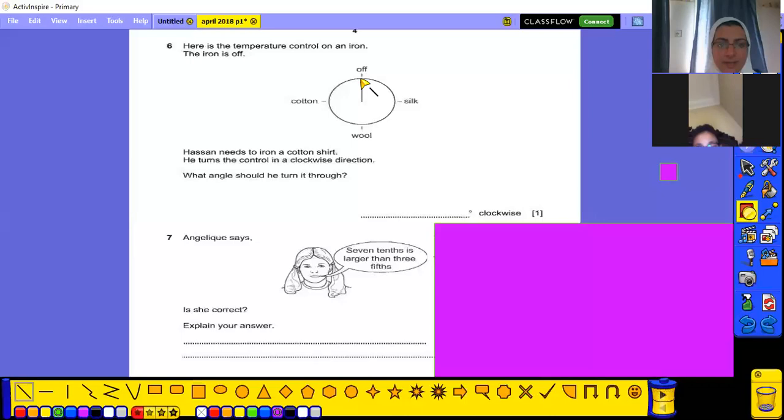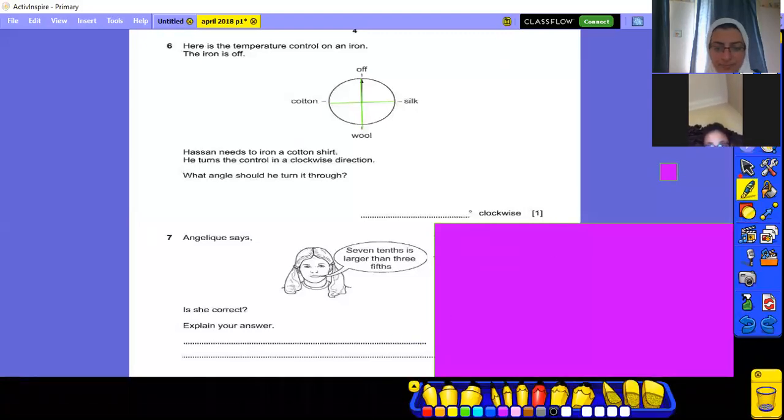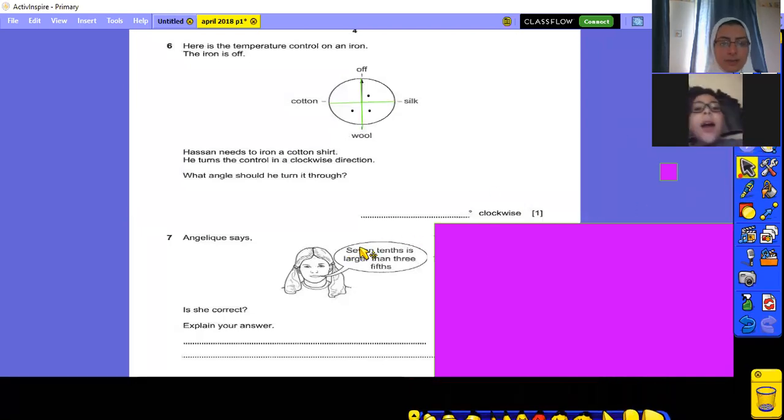Simply, if I just divide this, I want to make it a little bit darker. I want to divide this into four quarters. So you will find that 90 degrees plus 90 degrees plus 90 degrees equals 270 degrees. Thank you so much, Hassan. Perfect explanation. Right. Let's go here, guys, to the other question.